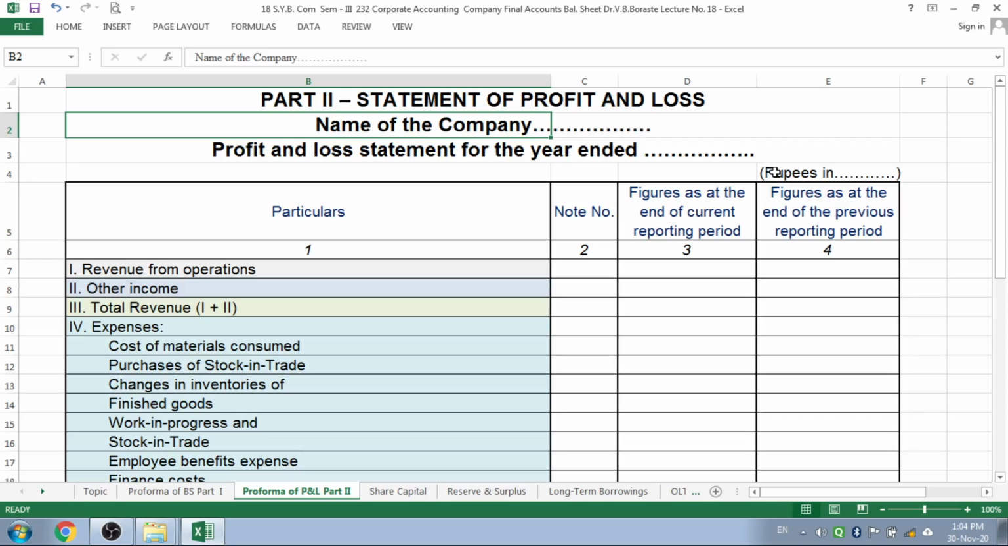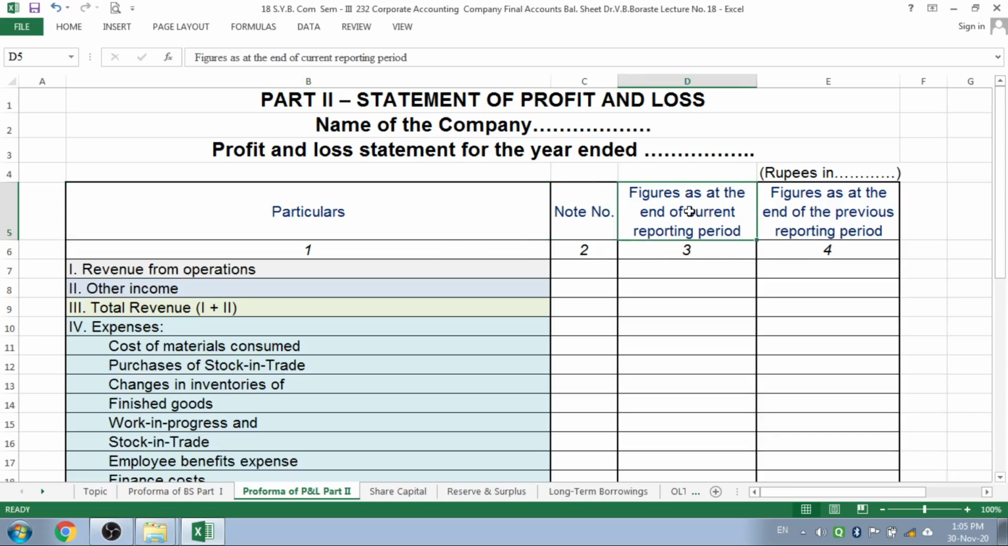And absolutely it is right that all the amounts must be mentioned in rupees, as it is assumed that the company is an Indian company. So again here the same 4 columns are there: particulars, note number, figures at the end of current reporting period, and figures at the end of previous reporting period. So we have to consider just this column only, that is figures at the end of current reporting period, and this column is for actual, or we can say practical accounting.